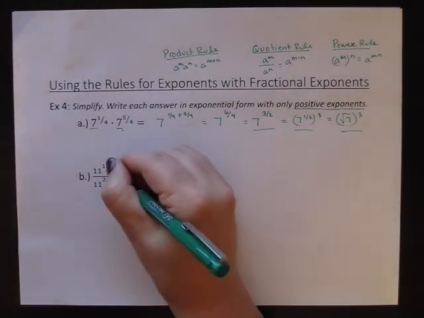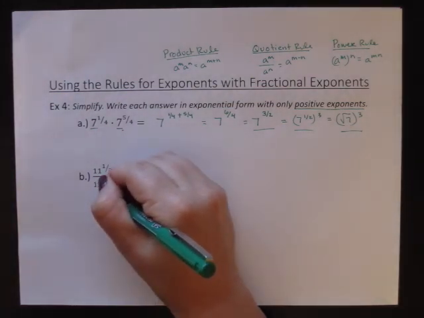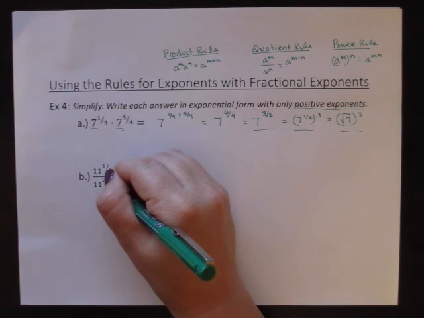Okay, now we've got 11 to the 1 over 3 divided by 11 raised to the 2 over 3.